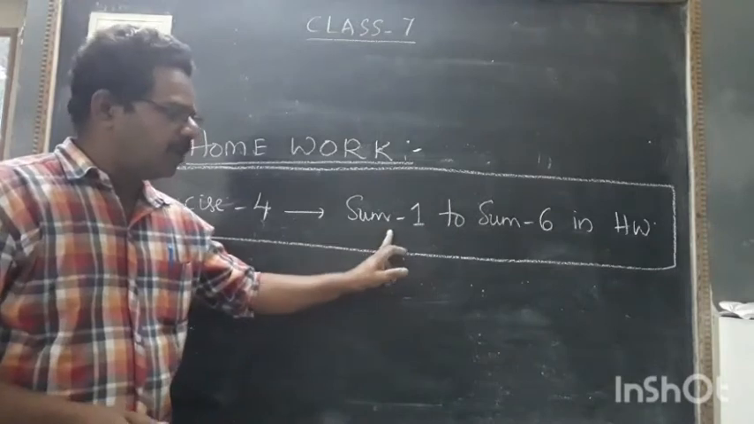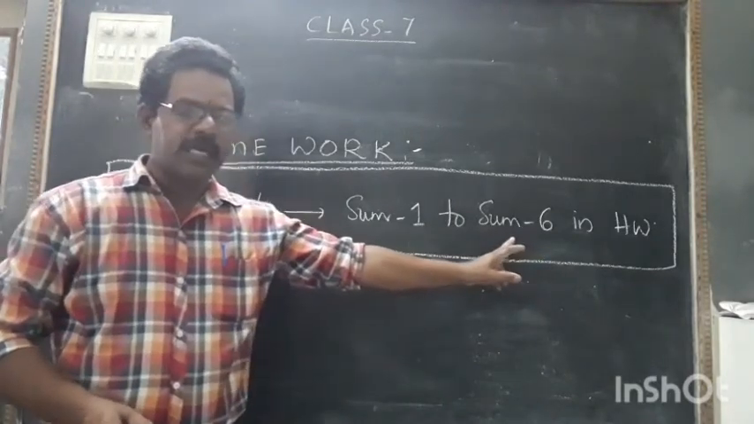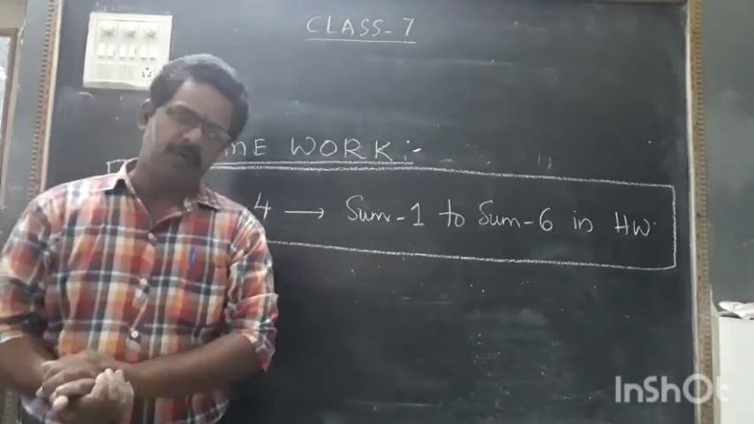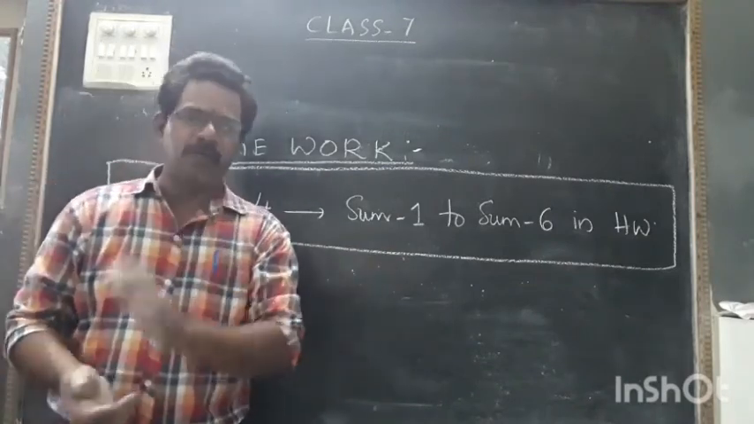Okay, sum number 1 to sum number 6. Because the exercise we have only 6 sums. So those 6 sums you have to do in your homework book. That is your homework for today.